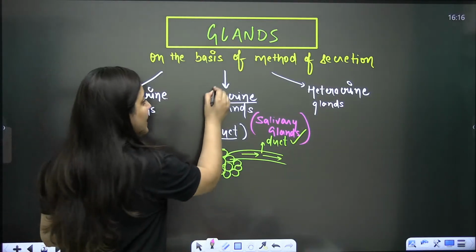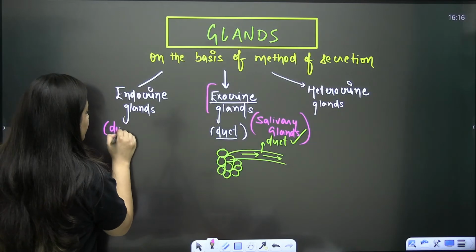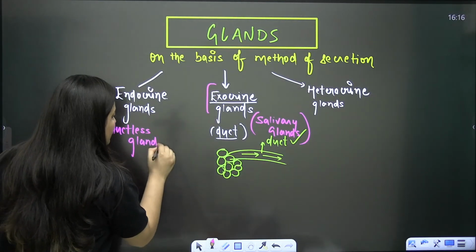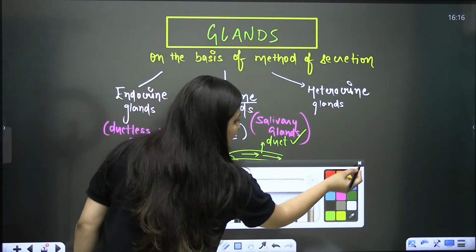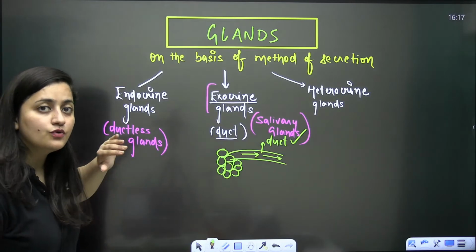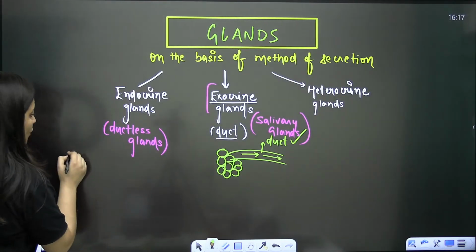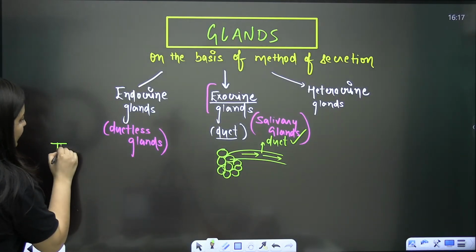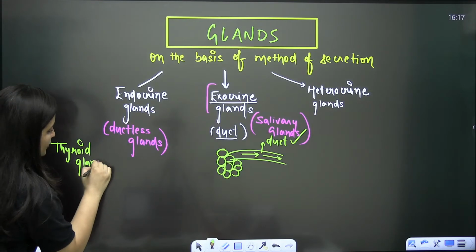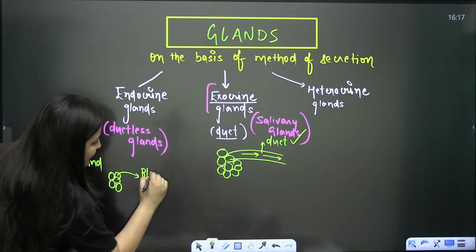So that comes under the exocrine gland. Then what do we have? Endocrine gland. These endocrine glands are also known as ductless glands. They do not have the ducts, they do not have the tubes. So how will they pour their secretion? Just take the example of thyroid gland, which is the largest endocrine gland. These glands will pour their secretion directly into the blood.